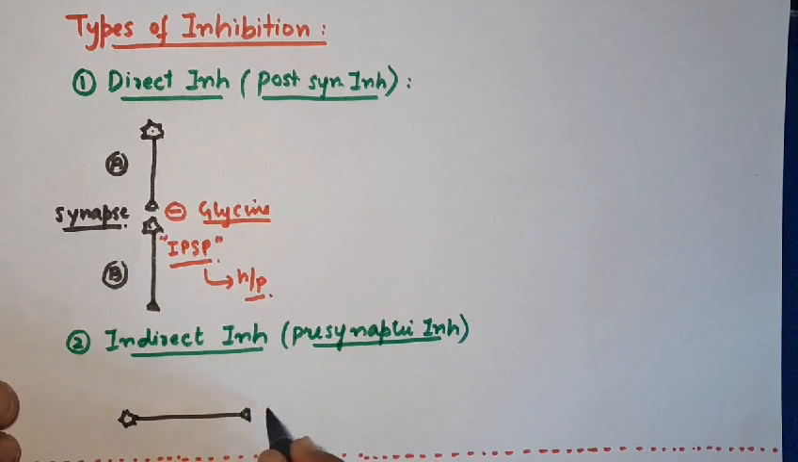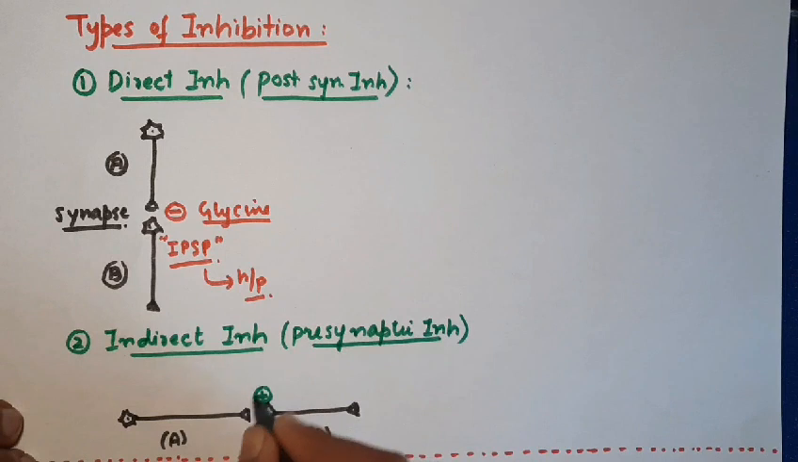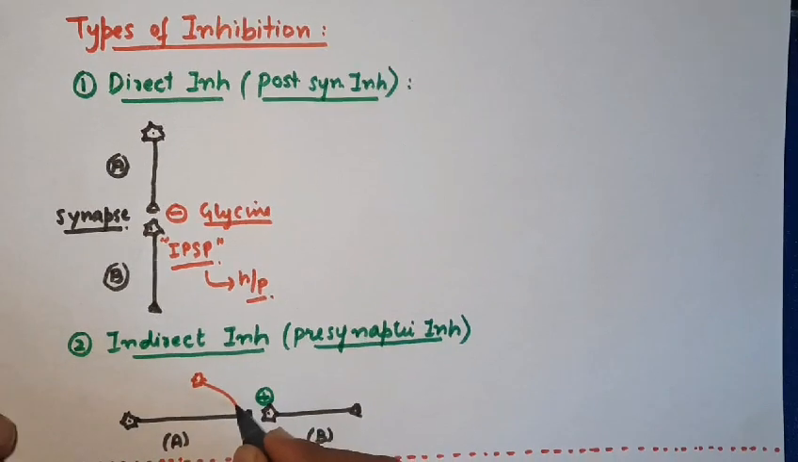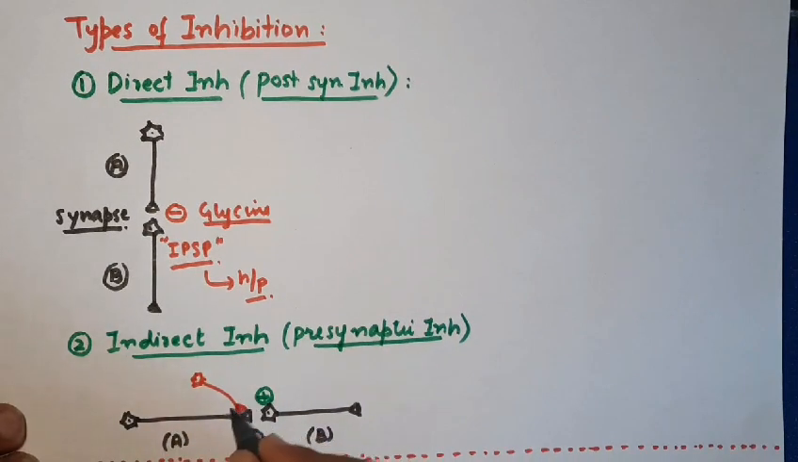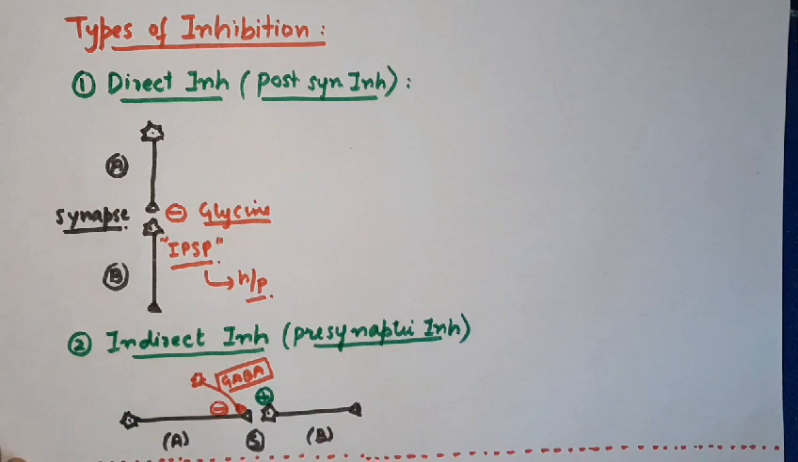Let us say this is neuron A, it synapses with another neuron B. Neuron A causes stimulation of neuron B, that means excitatory neurotransmitter will be released here and neuron B will be stimulated. But there is another neuron which is inhibitory in nature, and it forms an exoaxonal synapse with the presynaptic neuron, and this neuron is inhibitory because it releases GABA.